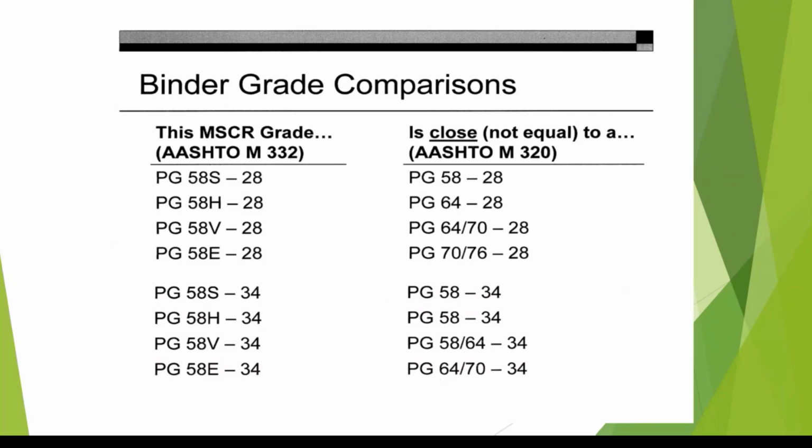Well, now we still test at 58 degrees, as you see in the left column, but you see the letters, the suffix behind the high temperature number. And basically you can think of that as 58S for standard, 58H for high, 58V for very, and 58E for extreme. And those suffixes basically address the expected truck traffic and the type of loading that pavement is going to get.